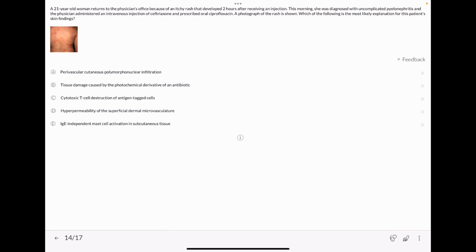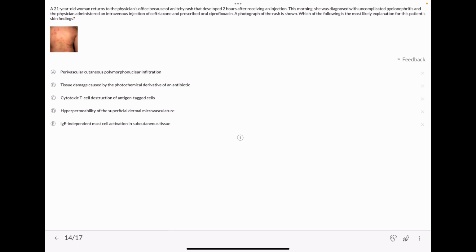We can still read the vignette. A 21-year-old woman returns to the physician's office because of an itchy rash. Being itchy supports the fact that this is urticaria that developed 2 hours after receiving an injection, which is quite rapid, and that is characteristic of type 1 reactions, as I'm going to tell you guys. This morning, she was diagnosed with uncomplicated pyelonephritis, and the physician administered an IV of ceftriaxone. So this was probably the allergen, and prescribed oral ciprofloxacin.